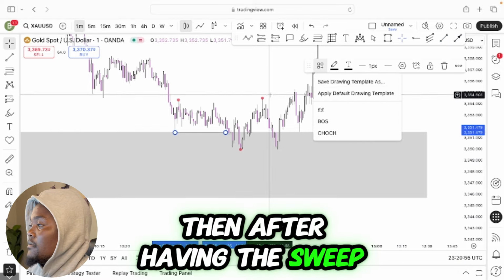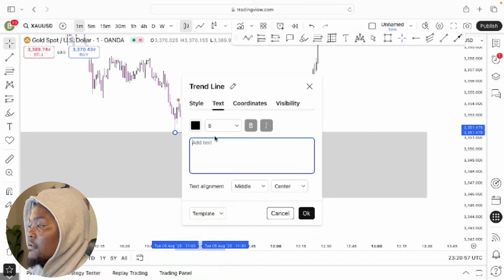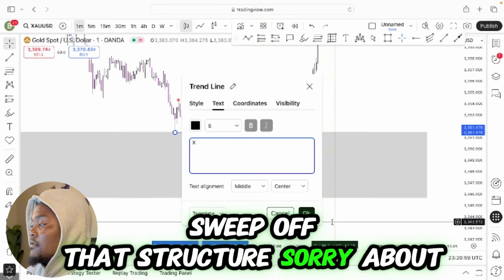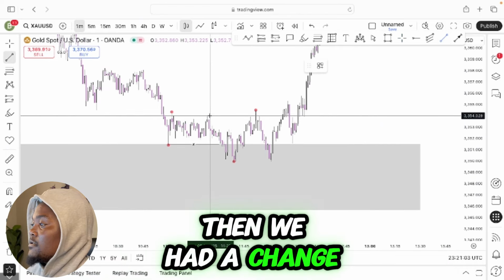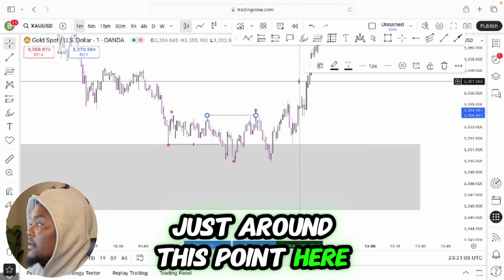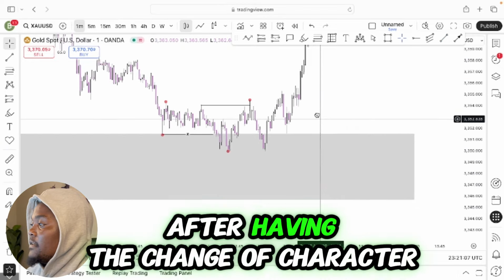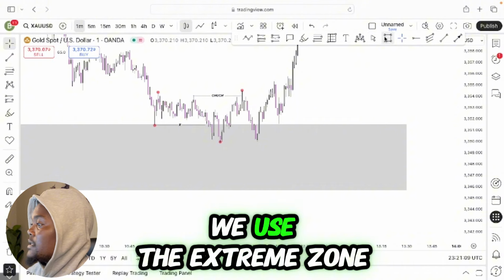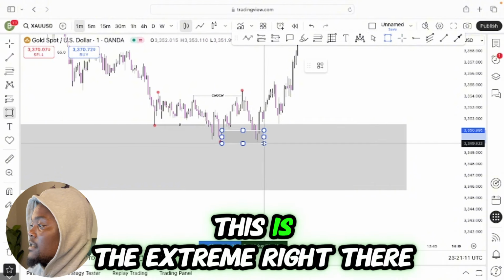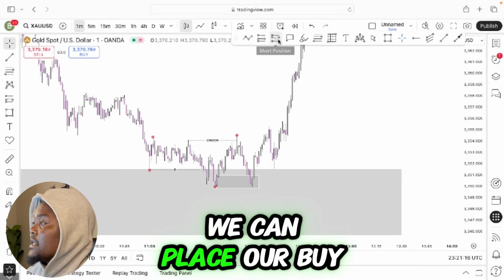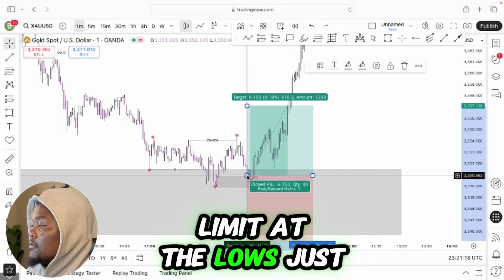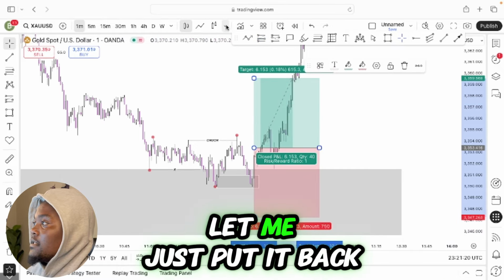Then after having the sweep, let me just do this. Sweep of that structure. Sorry about that, guys. Now, sweep of the structure. Then we had a change of character just around this point here. After having the change of character, we use the extreme zone. As you can see, this is the extreme right there. Then after that, we can place our buy limit at the lows just like this. Let me just put it back.